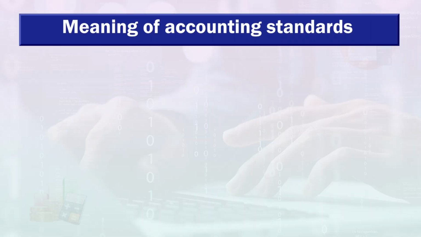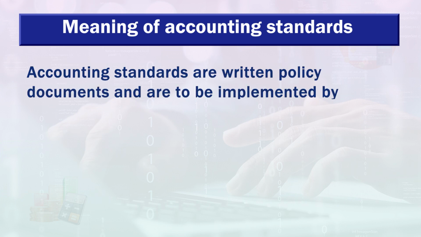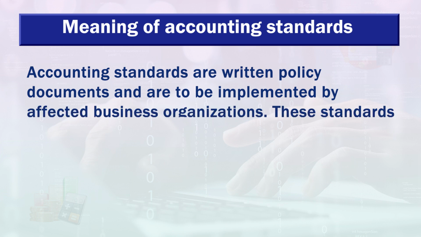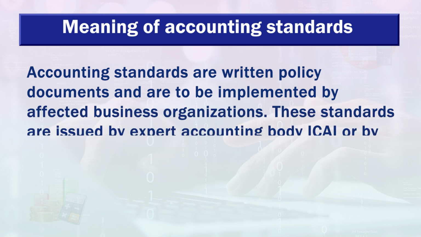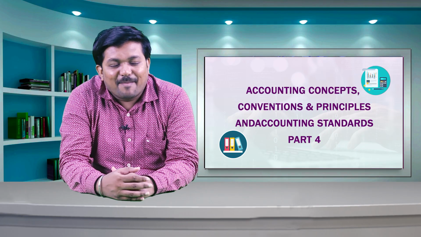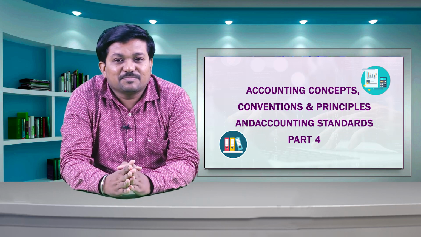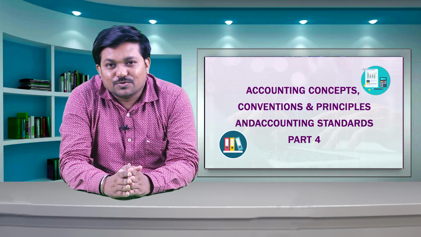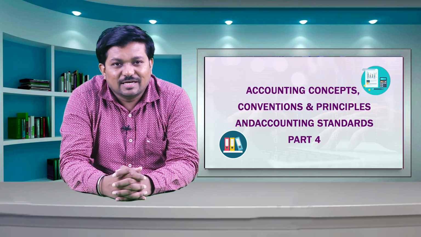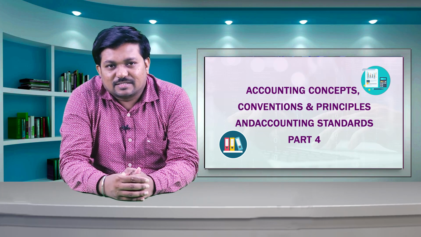Meaning of accounting standards. Accounting standards are written policy documents and are to be implemented by affected business organizations. These standards are issued by expert accounting body ICAI or by the government or other regulatory bodies. The apparent objective of the standard setting bodies is to promote the spreading of timely and useful financial information to shareholders and other stakeholders having an interest in the company's financial statements.